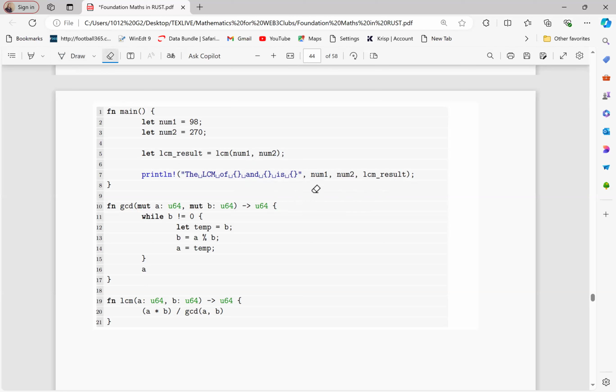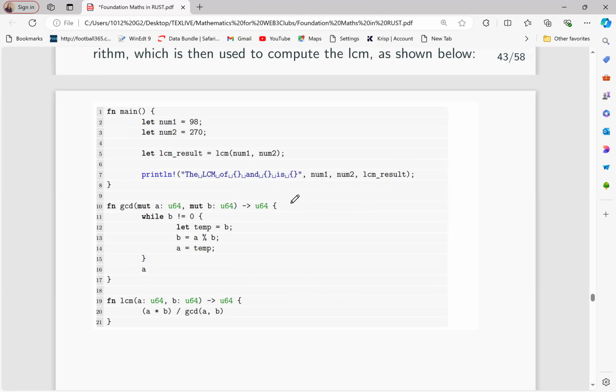Now, we've already said that for us to do this, we must first find the GCD, and this one you already have from above. You already have it, so you just put it here, just the same thing. So this part gives us the GCD.